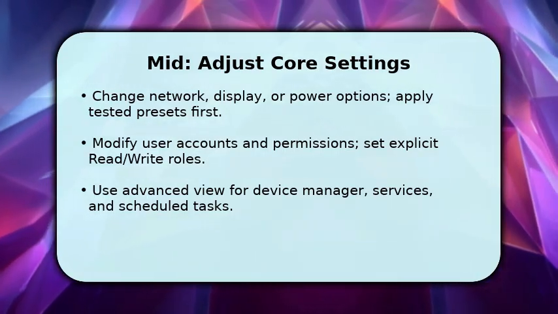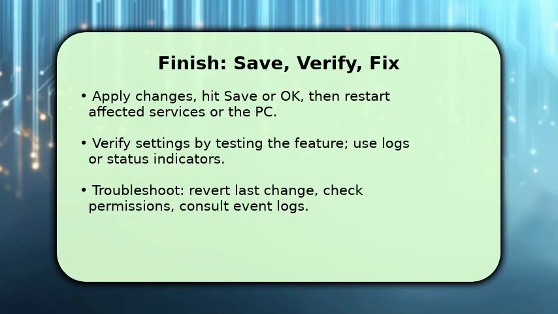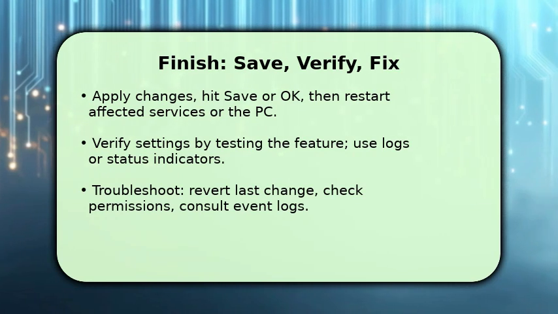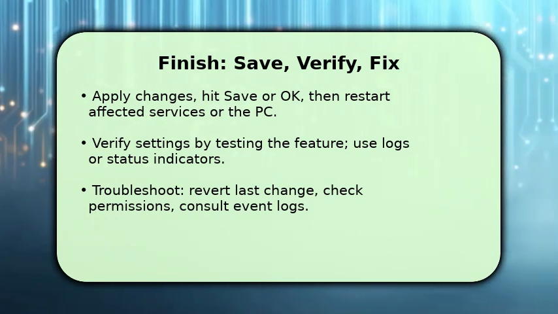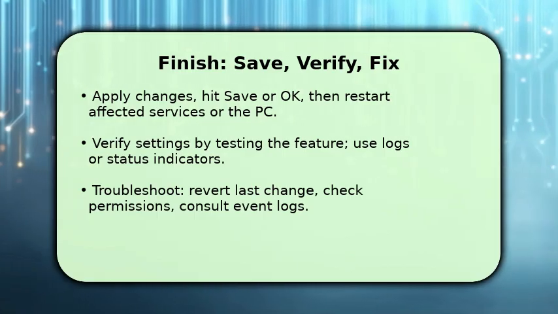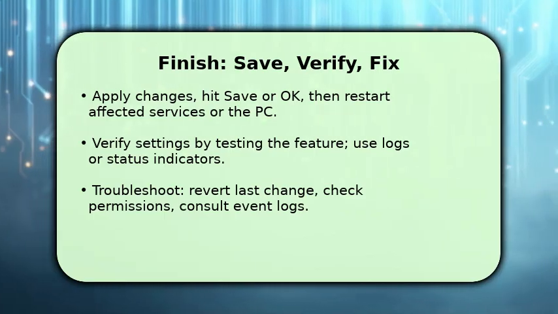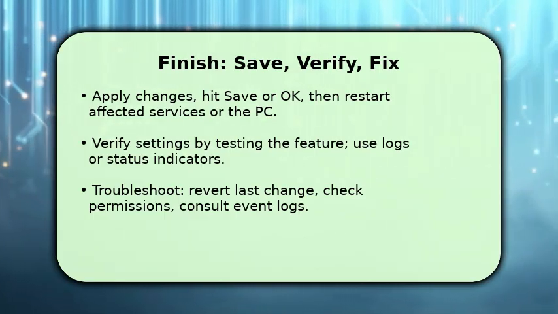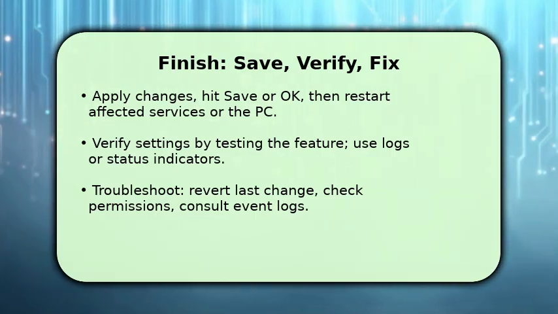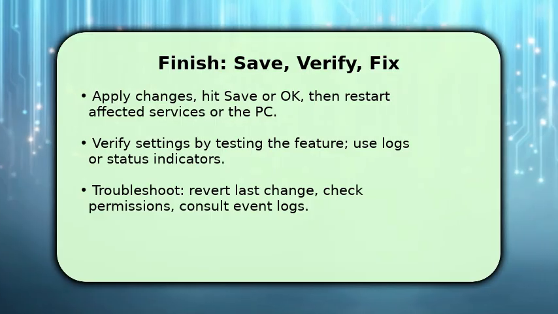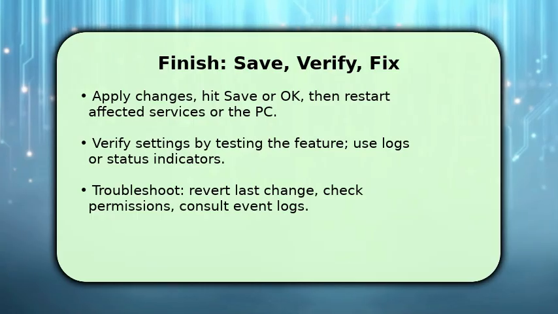As you work, test one change at a time so you complete the process by applying changes and restarting any services or the whole computer if necessary, because many settings require a restart to take effect. Once restarted, verify the feature works by testing it directly and reviewing status indicators or logs. This confirms success. If something goes wrong, revert the last change first, then check user permissions and the event logs for errors. This targeted troubleshooting quickly isolates the problem and gets you back on track.